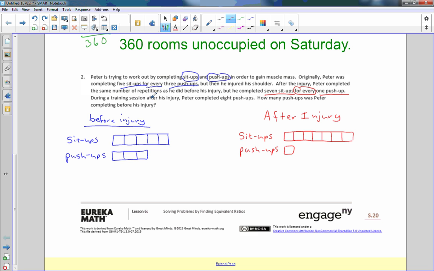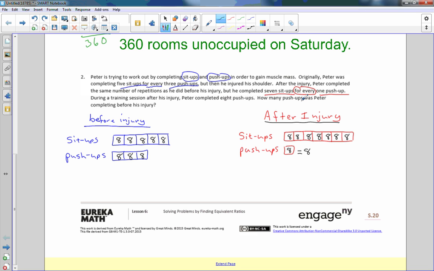It says, during a training session, after his injury, so we're talking about over here, Peter completed 8 push-ups. And that was a ratio of 7 to 1. So if 1 square is 8, that means all squares are 8. And that also means before sit-ups, because the ratios weren't equivalent, but the total was. 5 plus 3 is 8, 7 plus 1 is 8. So we have the same number of reps.